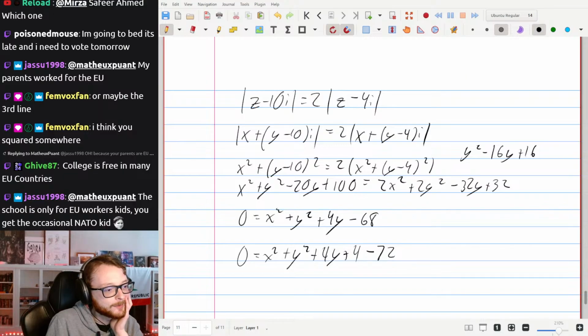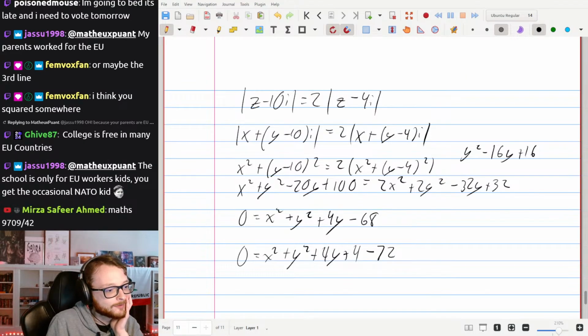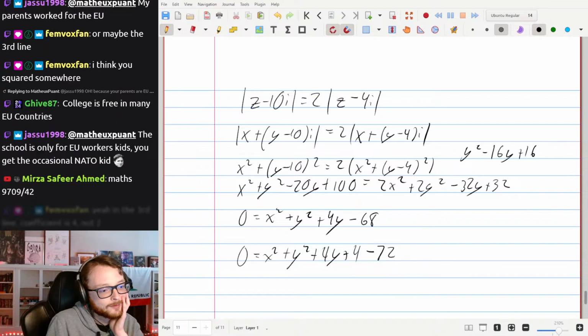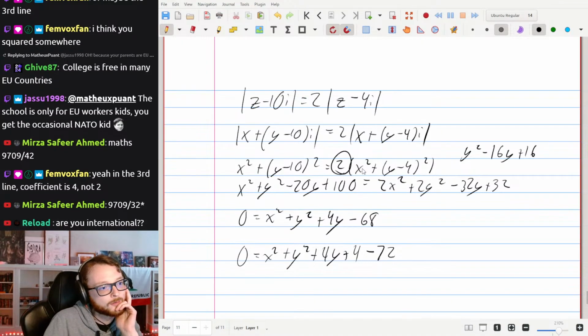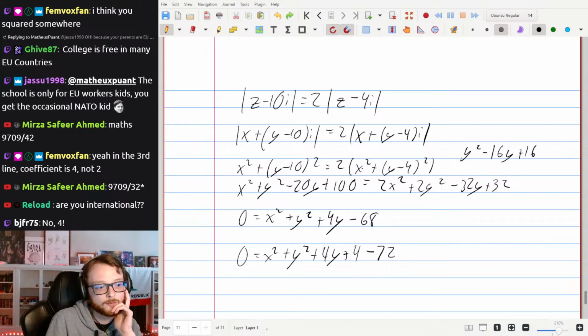Oh, good luck with your A levels, Mirza. Coefficient is 4, not 2, in the third line. This coefficient? I think that's just a 2. So that's what BJFR was saying, that's 2 squared. I don't think it is, though. I think it's just a 2. I'm not squaring each side.